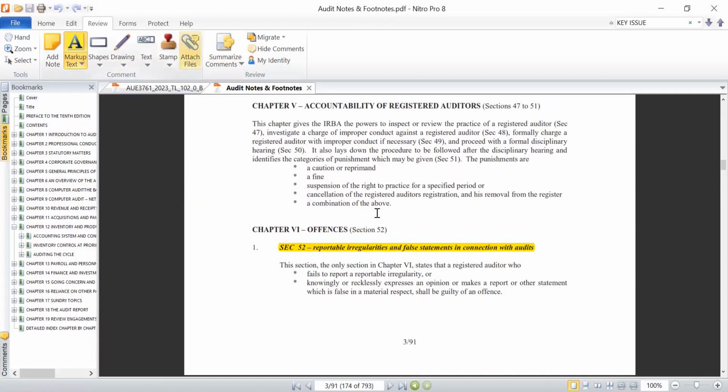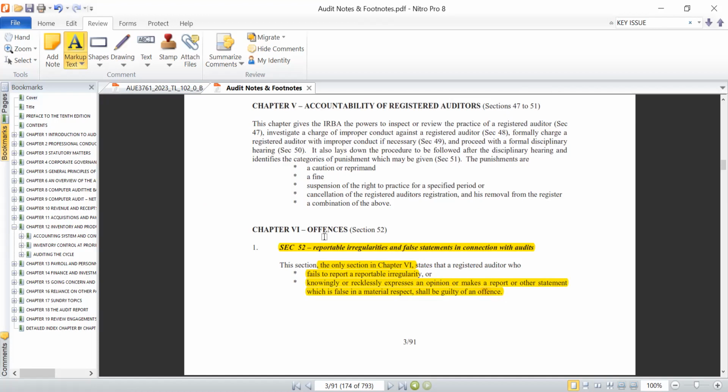Now look at section 52, reportable irregularities and false statements in connection with audit. The only section in chapter 4 states that a registered auditor who fails to report a reportable irregularity, or knowingly or recklessly expresses an opinion or makes a report or other statement which is false in a material respect, shall be guilty of an offense. Do you see it now? So what I was explaining to you earlier is that they know the true reflection of what is happening in the company, and it's actually bad.